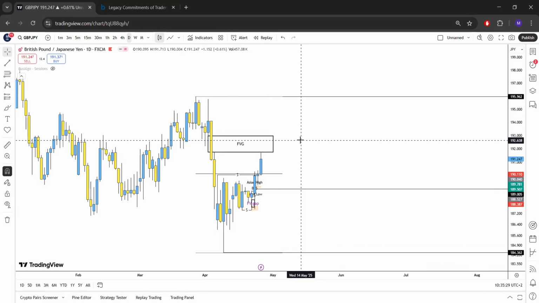So, guys, remember that you need to stay safe in the markets, use risk management, and use appropriate position sizing.